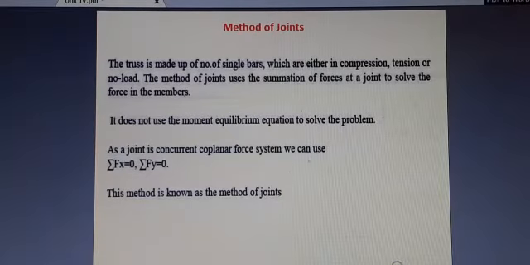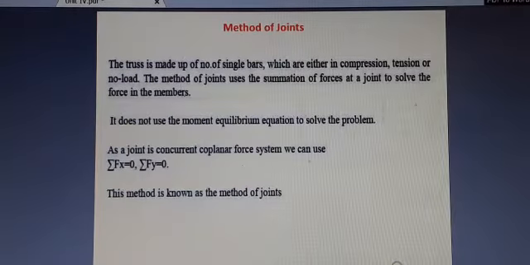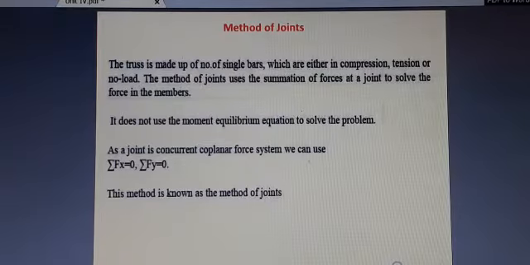In this lecture, we are going to study the different methods of the analysis of trusses. Here is the first method, that is the method of joint. The truss is made up of a number of single bars which are either in compression, tension or no load. The method of joint uses the summation of forces at a joint to solve for the force in the member.